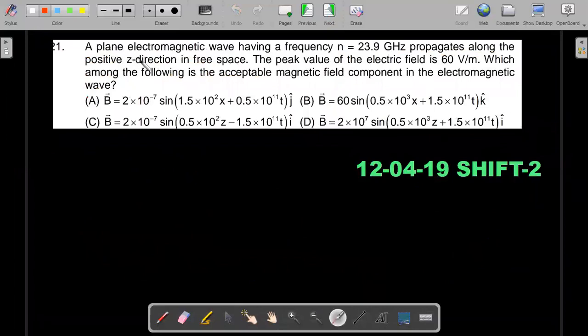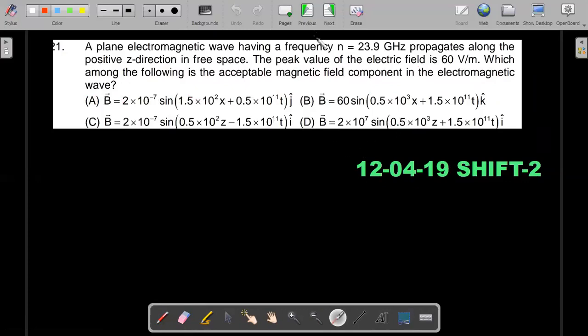EM waves, another favorite for the JEE Mains extra syllabus topics. A plane electromagnetic wave having a frequency of 23.9 gigahertz propagates along the positive Z direction in free space. The peak value of the electric field is 60 volt per meter. Which among the following is the acceptable magnetic field component in the electromagnetic wave? He has given certain numbers and vectors. You need to choose the correct option. Okay, you want to give it a try?